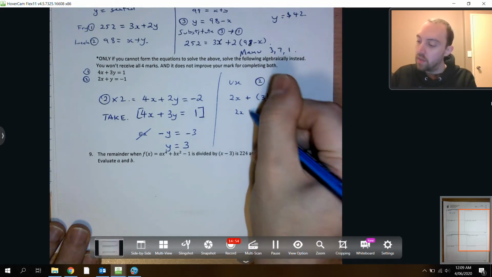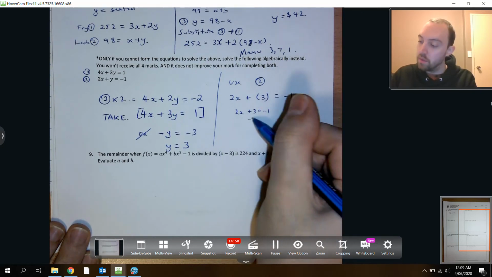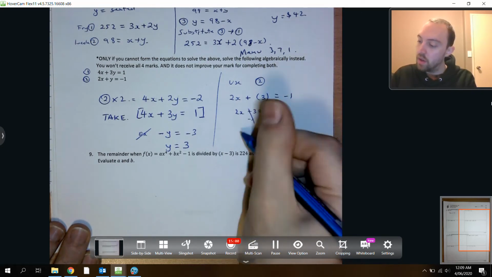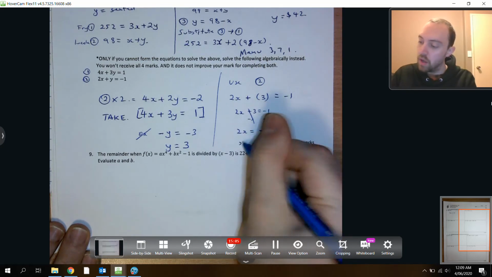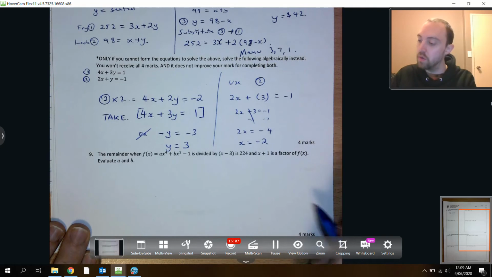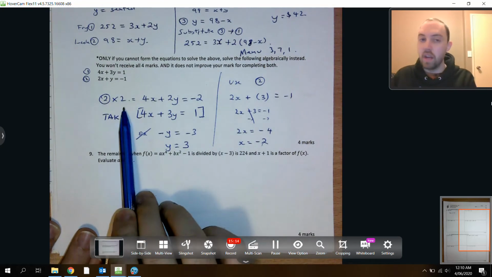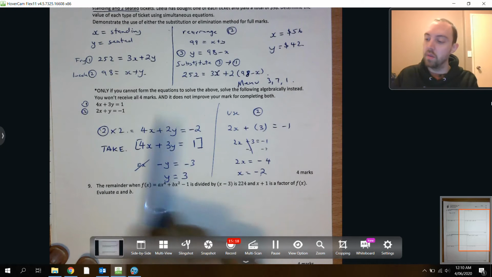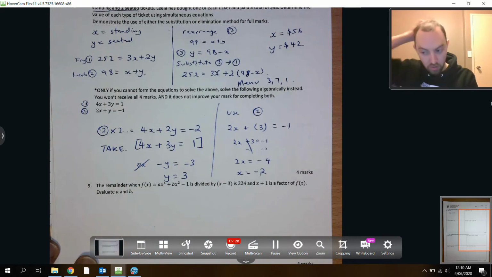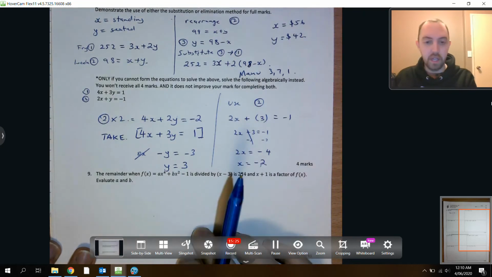So 2x add 3 is equal to negative 1. Take 3 from both sides. 2x is equal to negative 4, x is equal to negative 2. Now I have my two solutions, and I'm done. Because I didn't actually do the worded problem, question 8, this optional section, or saved section, was worth less. Anyways.